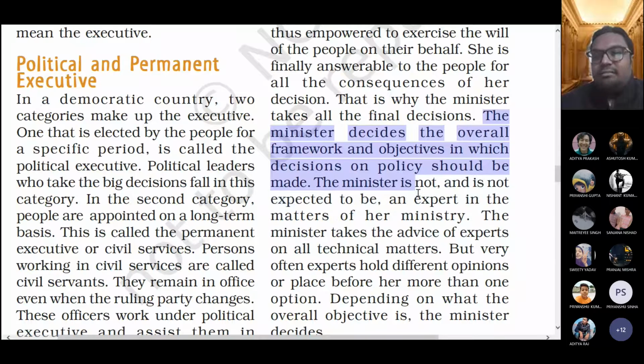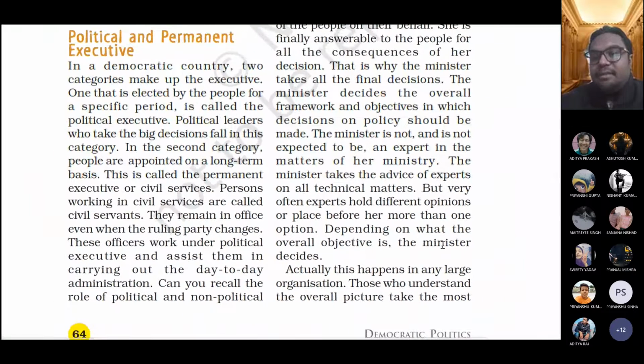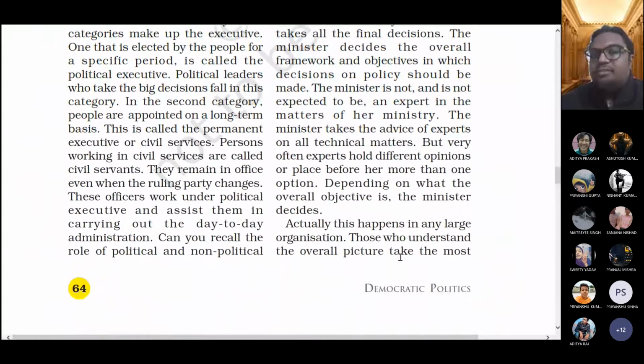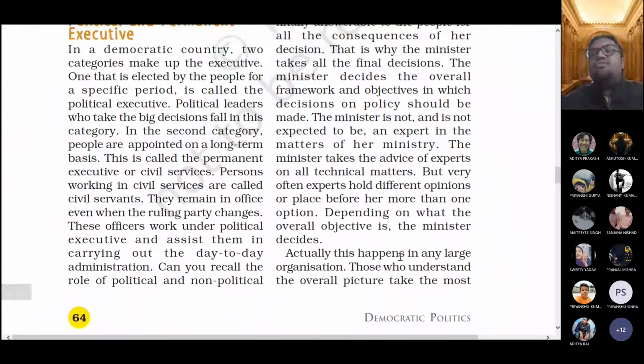The minister is not expected to be an expert in the matters of her ministry. The minister takes the advice of experts on all technical matters. But very often experts hold different options or place before her more than one option. Let us say, what is here it is talking about, everyone pay attention. The minister decides the overall framework and objectives in which decision or policy needs to be made.